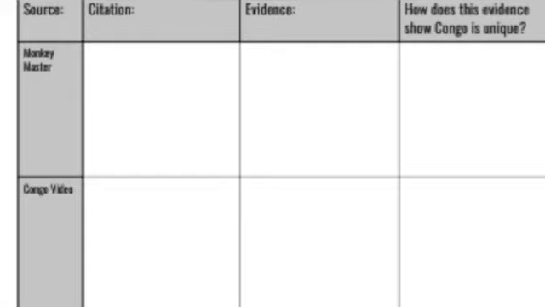For evidence, you're going to tell us what they said. So in the video, it showed, or something like that. You don't have to give a direct quote, but you need to make sure that you're telling us something that happened in the video. And then that last box, of course, you're giving your explanation. So how does this evidence show that Congo is unique? Pause the video and go do that right now.